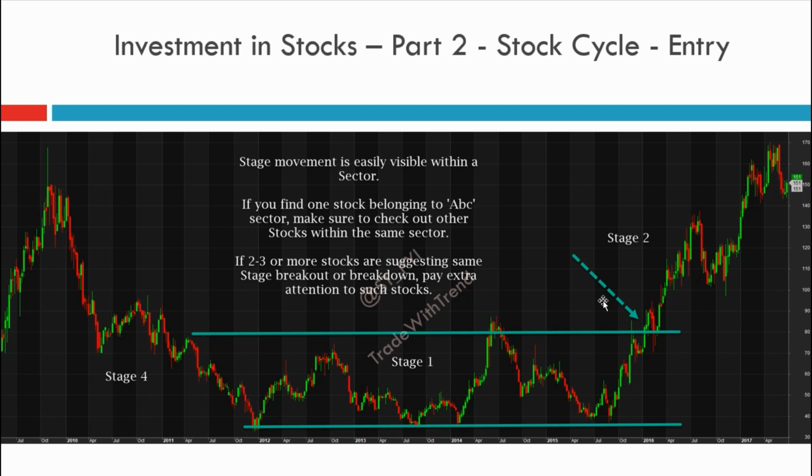So take note of this: whenever you want to invest in a stock, and you are seeing a breakout happening into stage two, make sure you check what other stocks in a similar sector are doing. In case you find 2 to 3, or let's say 4 or 5 stocks in a sector showing the same pattern of moving out of a consolidation range into a markup phase, that becomes a high probability investment and you should go after it, right?